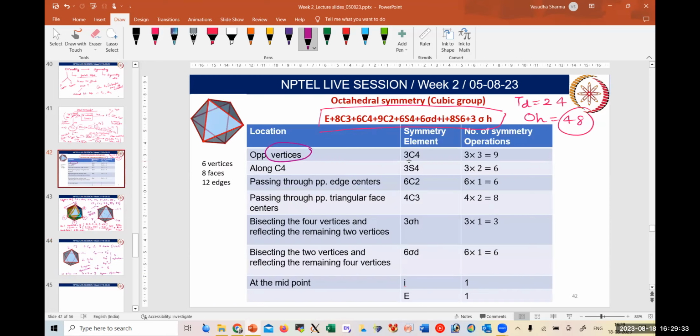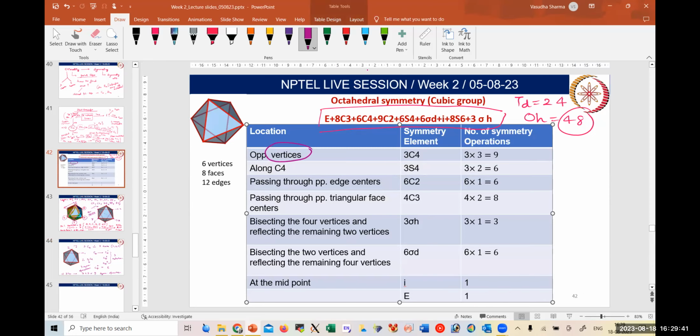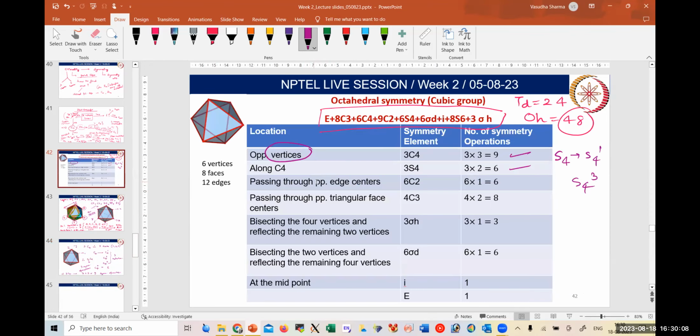Now, along the C4, we will also have S4, which is fine. You know that S4 will give you S4 1 and S4 3 only, because S4 2 and S4 4 are not improper axes of rotation. So this is also clear. Now after C4, we need to see whether C2s are there or not. It is saying that it passes through edge centers, so opposite edge centers, here it would be O.